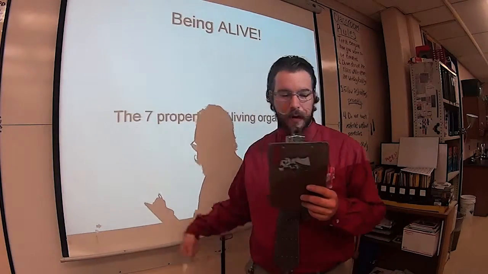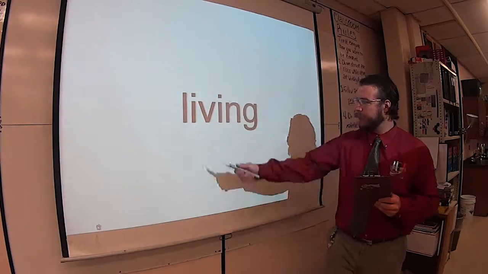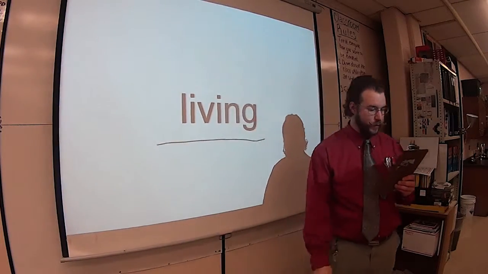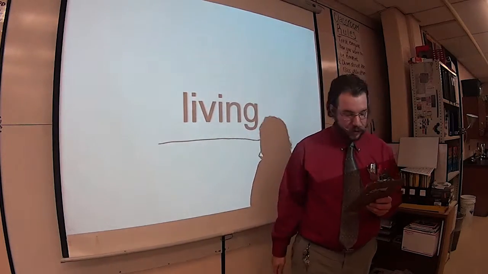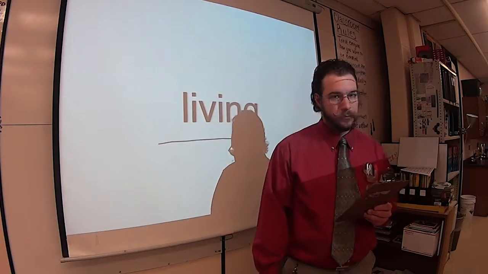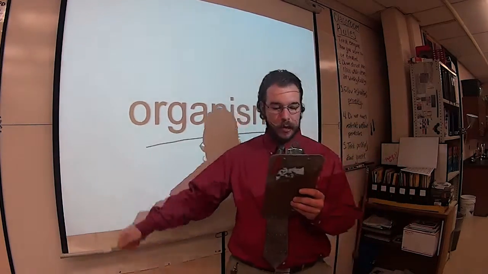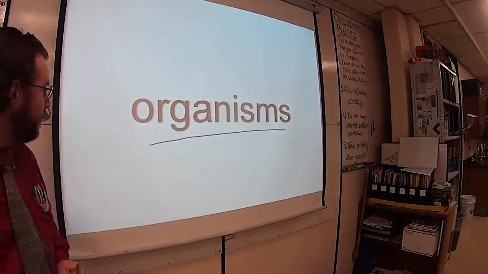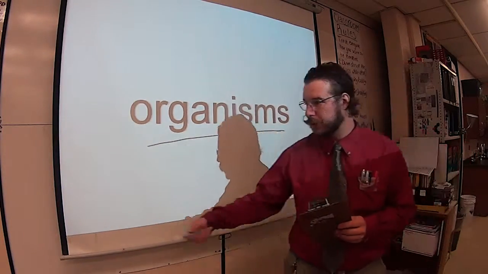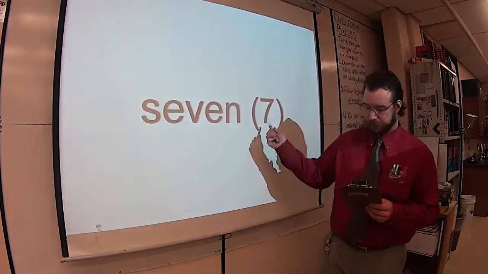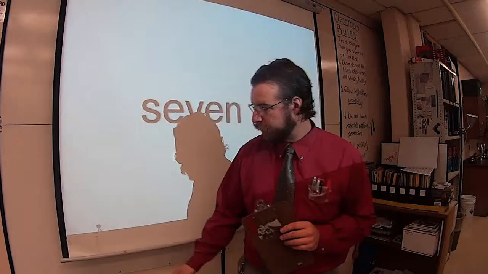Organisms are considered to be living things. In order to be considered a living organism, seven properties must be met. I know you can count. Look on that sheet and you will see it is seven. Seven characteristics must be met. I'm just going to go ahead and give them to you right here, right now.